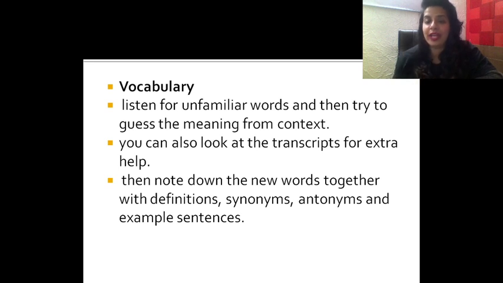You can also look at the transcripts for some extra help. Yes, they work a lot. And then again, note down the new words together with the definitions, synonyms, antonyms, and some example sentences. The point is, you are connecting everything. You are listening, you're trying to understand the meaning. Whatever you did not understand, you're finding from the dictionary, you're noting it down with examples, and then you're also finding the words which are similar in meaning, known as synonyms, and which are opposite in meaning, known as antonyms.